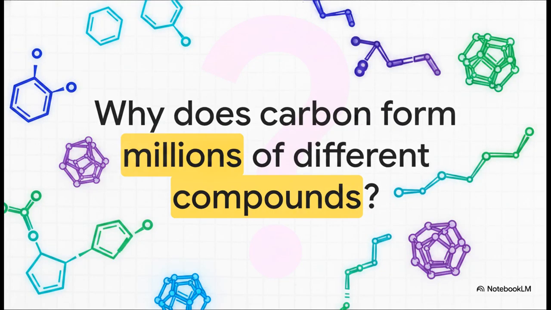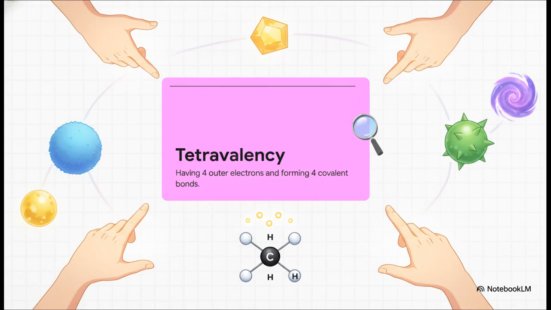Why does carbon form millions of different compounds? What makes it so incredibly special compared to the rest of the periodic table? Well, the secret lies deep down in its atomic structure. The first big clue here is tetravalency. Carbon has exactly 4 electrons in its outermost shell, and to be perfectly stable, it needs 4 more to complete its octet, so it forms 4 covalent bonds.